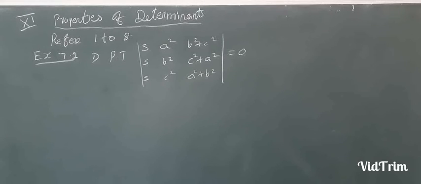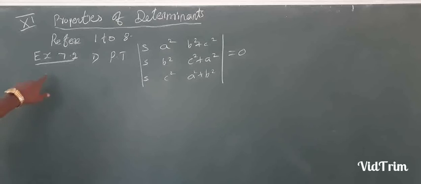The next topic, properties of determinants. We have 8 properties about the determinant. Particularly the 7th property is very important. That is, if each element of a row or column of the determinant is expressed as a sum of 2 or more terms, then the whole determinant is expressed as a sum of 2 or more determinants. Which means, whenever you take the determinant, if 2 rows or 2 columns have the same value, it will give 0. That is the concept right there.